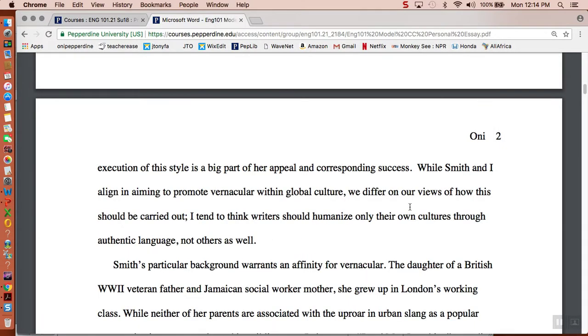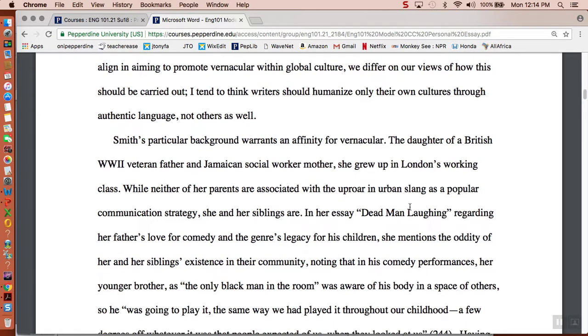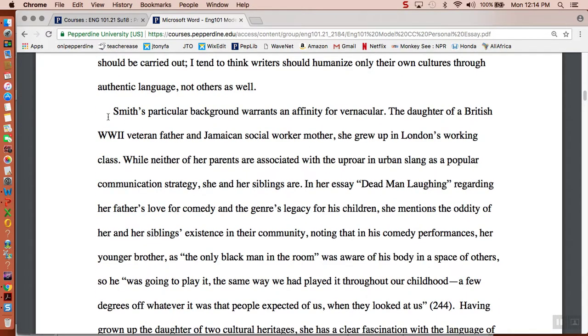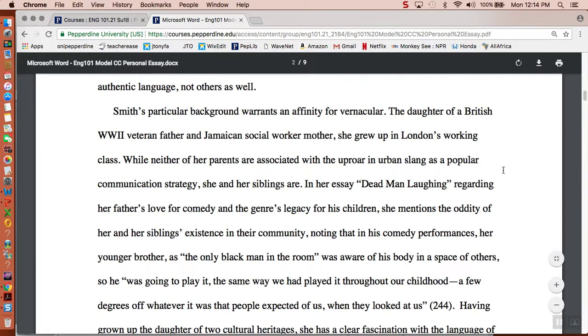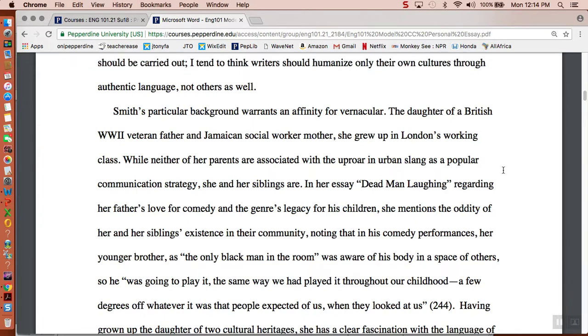So let's look just briefly at my model here. On the second page of the example, even with the topic sentence, I'm trying to set up the fact that Smith's particular background warrants an affinity for vernacular. So I'm setting up the goal of giving a little bit of background on this person, but it's also going to set up my particular topic of vernacular, right? The daughter of a British World War II veteran father and Jamaican social worker mother, she grew up in London's working class. As you can tell already from the style here, I am just giving a little bit of a factual summary.